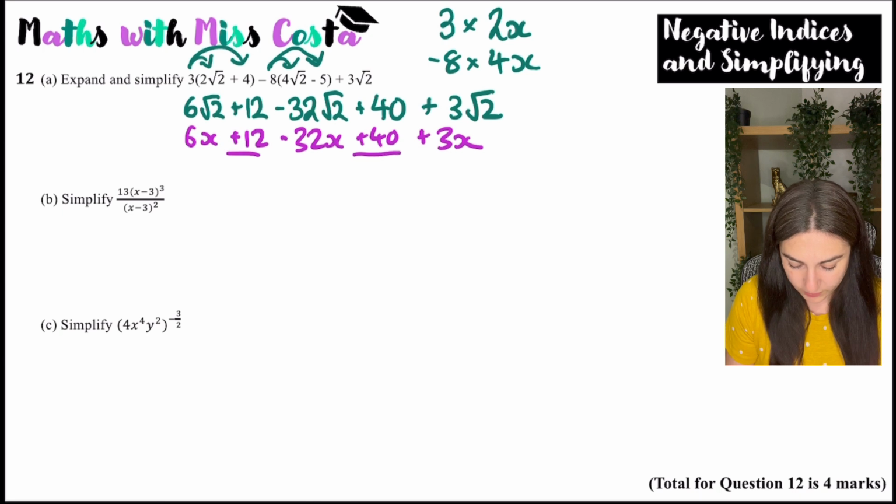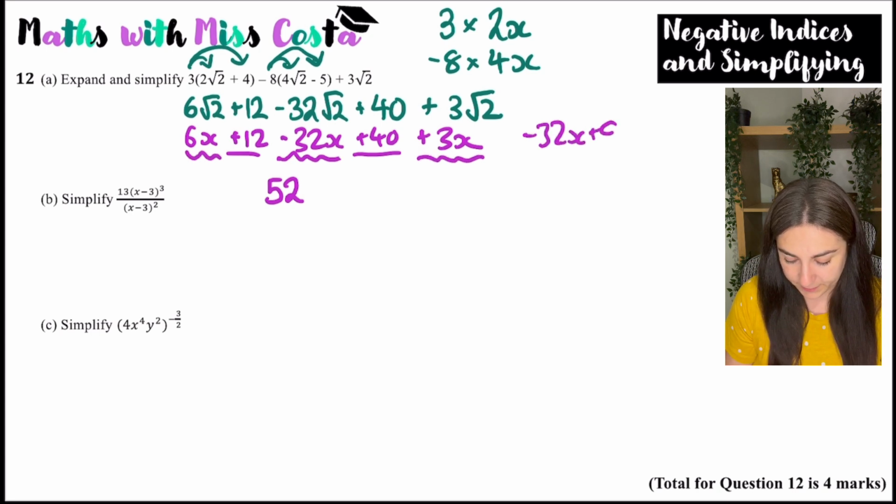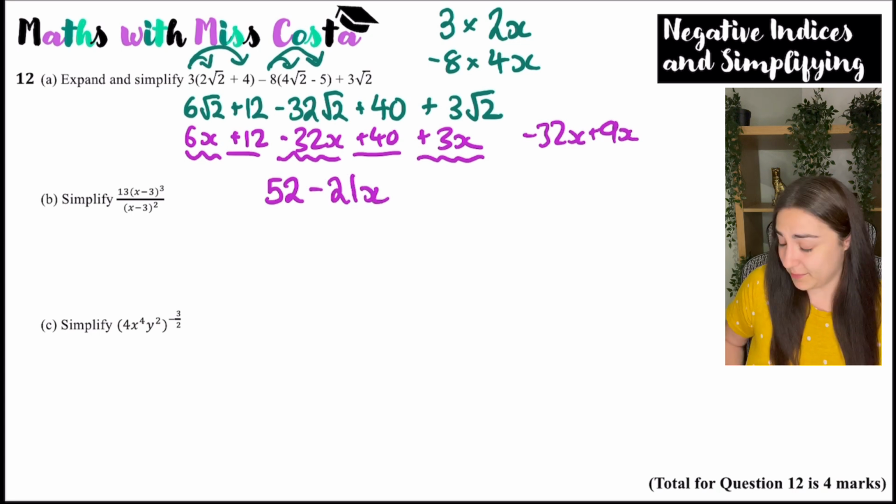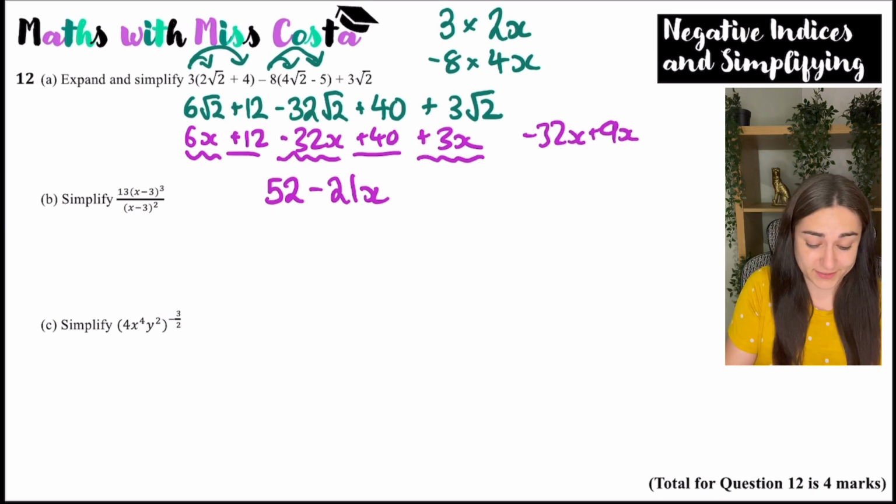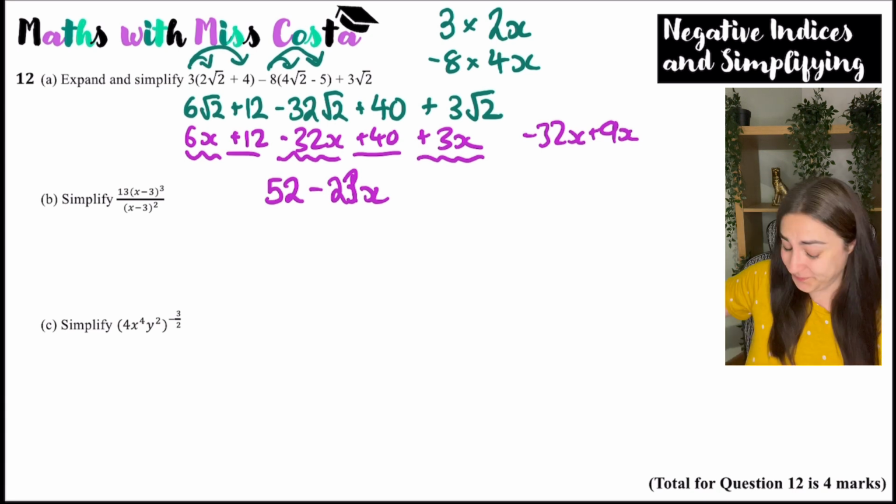Well, 12 plus 40 is 52. And then you've got minus 32x plus 3x plus 6x. So minus 32x plus 9x, which is going to be minus 21x. I think my brain is very tired, so let's just double check. 32 take away 9, it's 23. That's why it's important to double check.